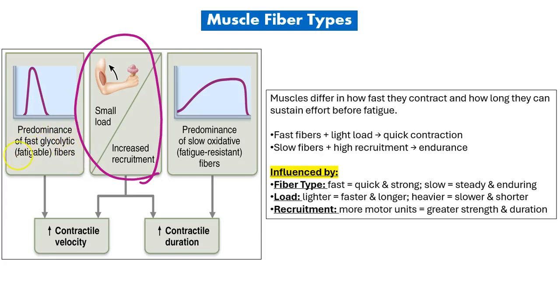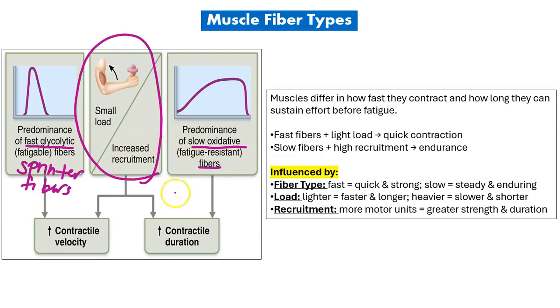And there are different types of fibers that are going to allow for this small load and this kind of faster contraction. These are going to be like our sprinter fibers. But technically they're called fast glycolytic fibers. They're going to contract very quickly and very strongly, but they also are fatigable, meaning they're going to fatigue very quickly.